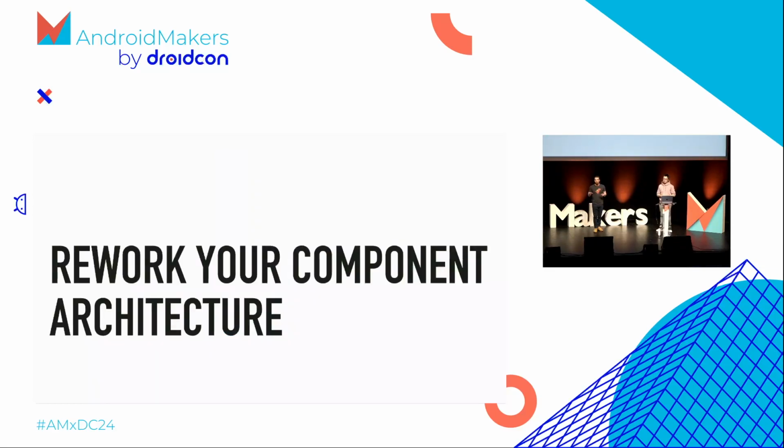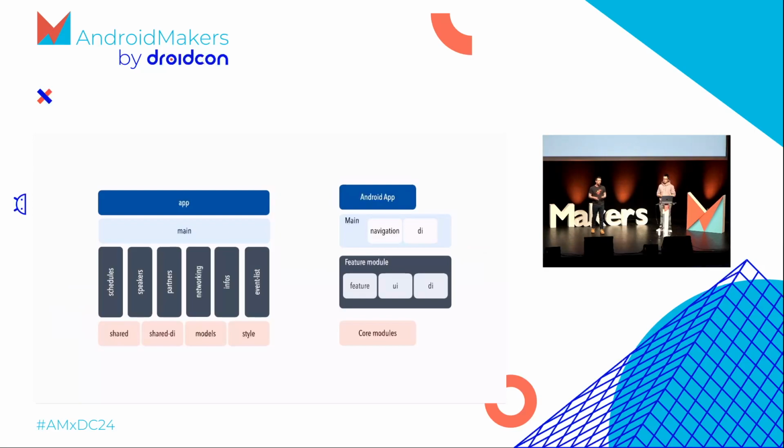And so first, we will need to rework our component architecture to prepare compatibility with multi-form factor devices. So let's come back to the Gradle module architecture, but contextualized for our application. We still have the app module for the entry point of the application. We still have the main Gradle module for the navigation. And we have some feature modules which correspond to the big domain features in the application, so the schedule, the speakers, partners, etc.